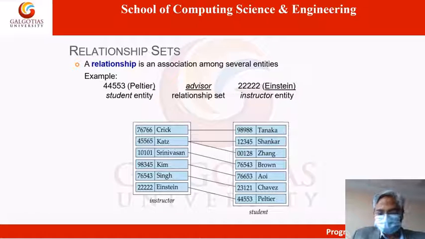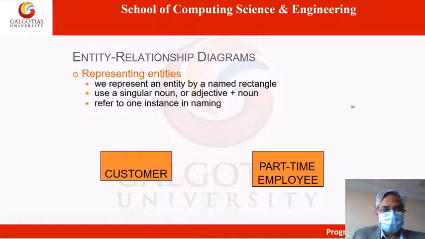Next slide. Now let us come to the entity relationship diagram. This entity relationship can be denoted by a diagram so that it is easy to understand. For that we have to represent entities and we have to represent relationships.